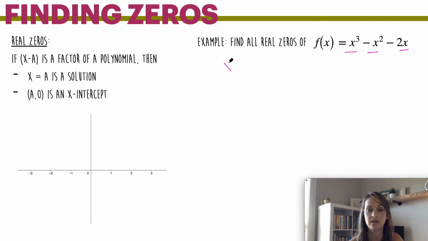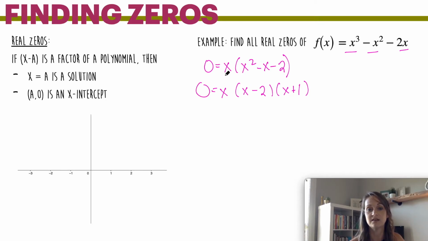So if I pull out an x, we're looking for zeros, so we set it equal to 0. If I pull out an x, I'll get x squared minus x minus 2. I can factor this into two parentheses. I will get x minus 2 and x plus 1. Now, since everything is equal to 0, we can set each of these terms to 0.